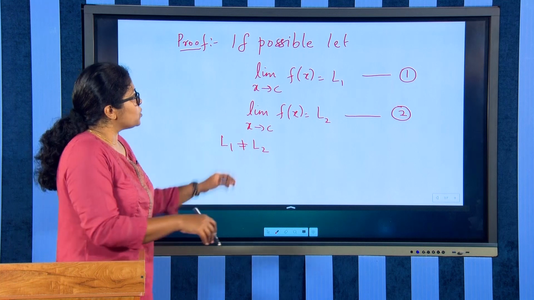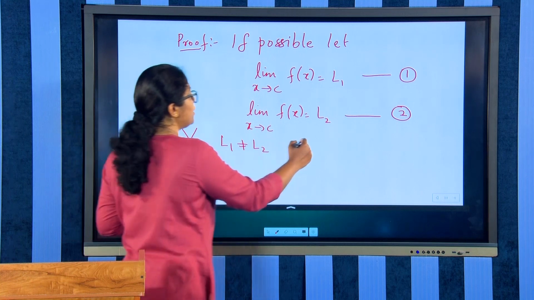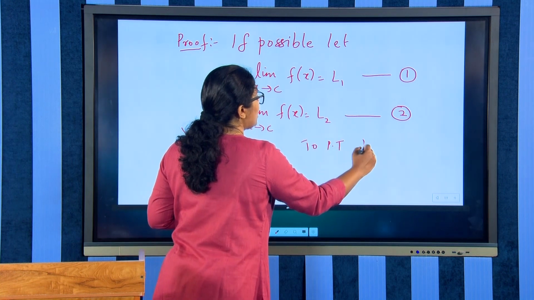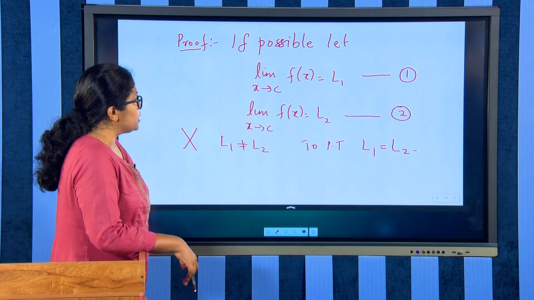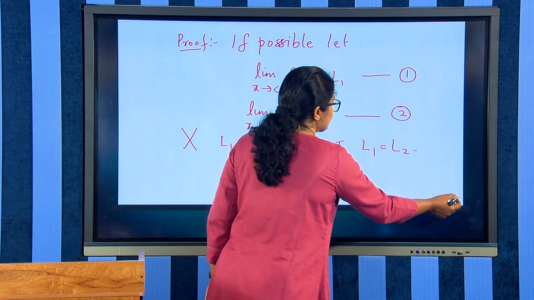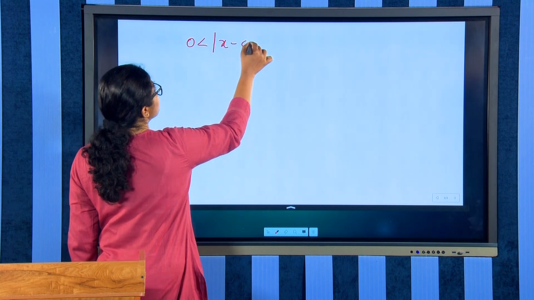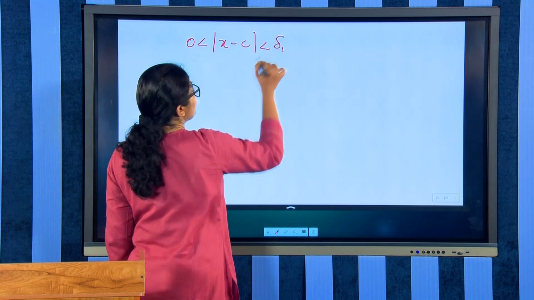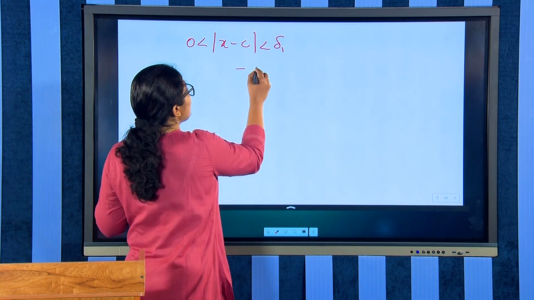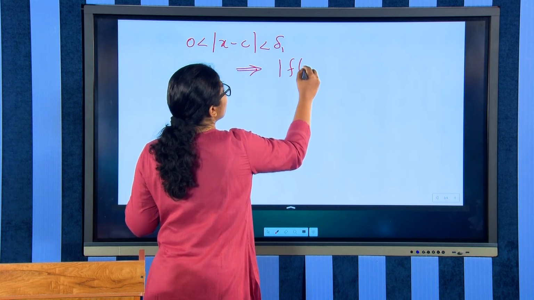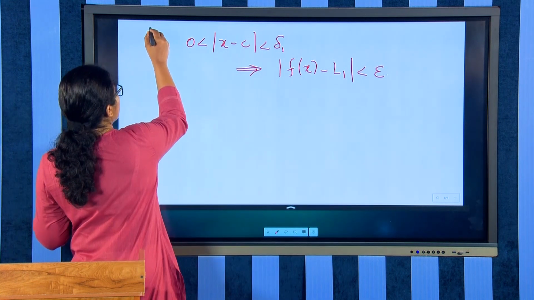Okay. So, what we are going to prove is this cannot hold, this is wrong. We have to show that L1 is equal to L2. This is what we are intending to prove. So, by using the definition that we have seen in the slide, 0 less than modulus of x minus c less than delta 1, because we have assumed the function has two limits, implies modulus of f of x minus L1 is less than epsilon, given epsilon greater than 0.